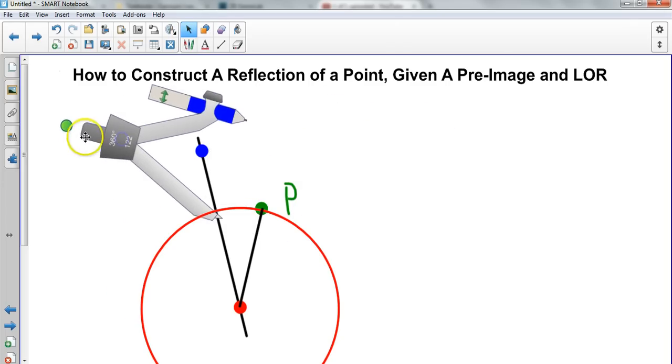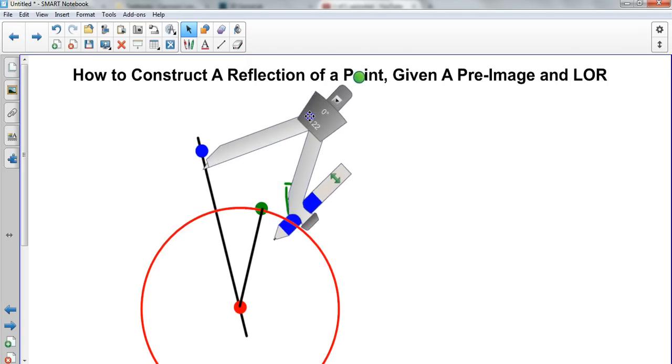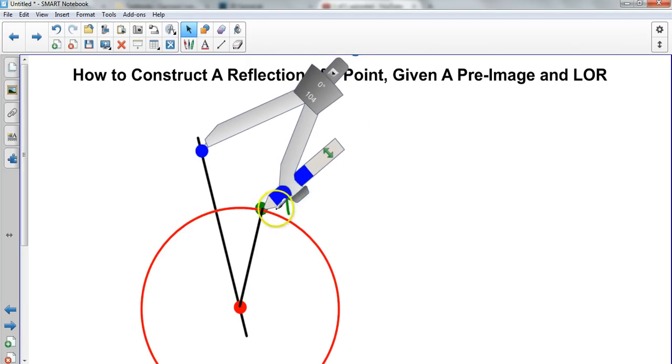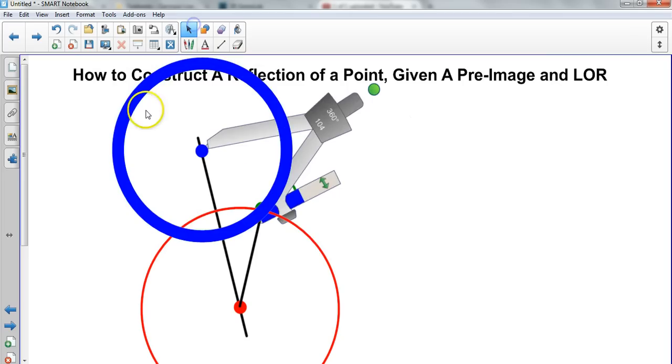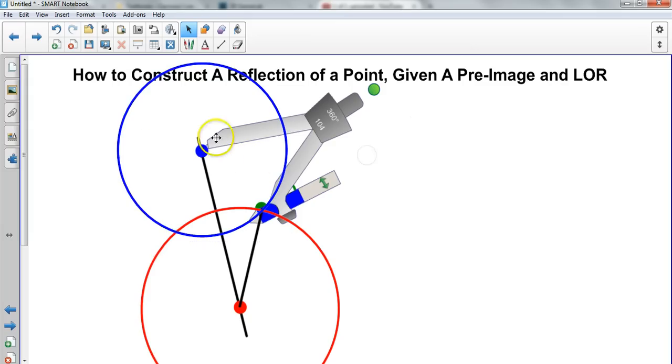I'm going to center my compass so that it is on the point on the line of reflection, and I'm going to change my compass now so that it's on that preimage point again. When I have that set up, I'm going to draw my circle again. Oops, and I need to change that thickness. Change that thickness, so there we go.